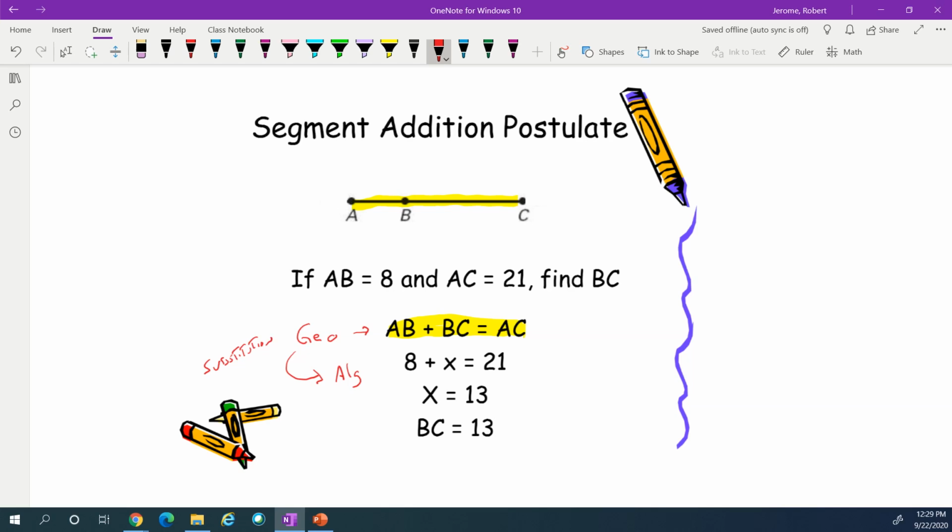I'm going to label the picture. AB is 8. AC, the whole thing, you got to get the label correct, is 21. Find BC, so BC is my x. Well, again, 8 plus x equals 21, so I'm substituting it. And of course, we can do a little bit of algebra, and we find out that BC measures 13.